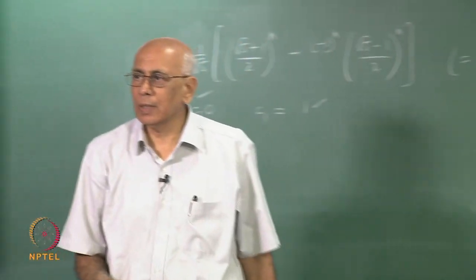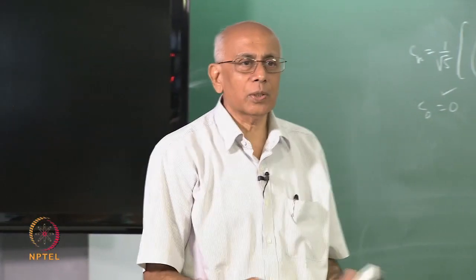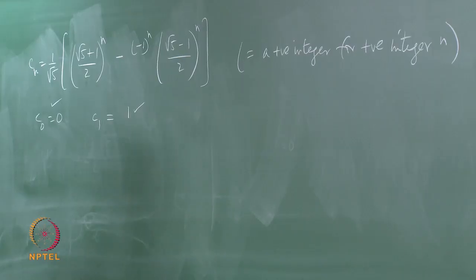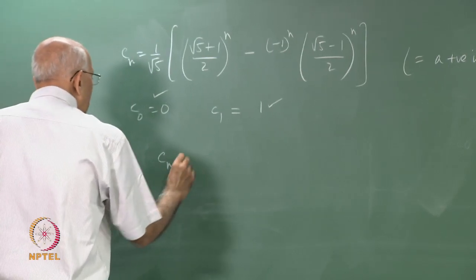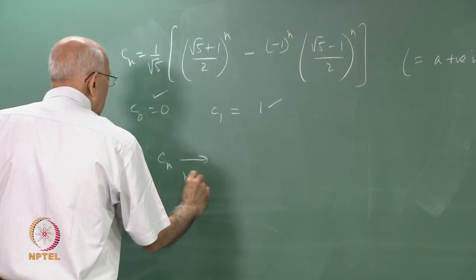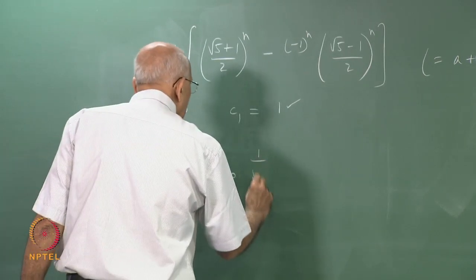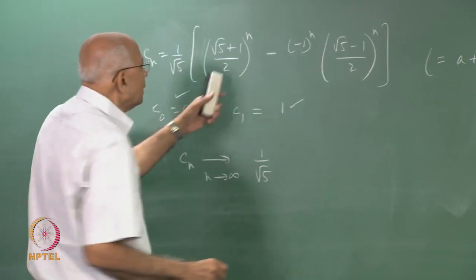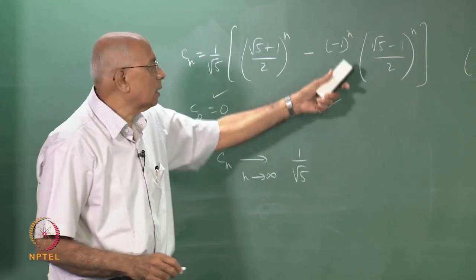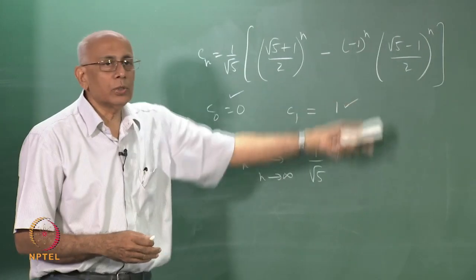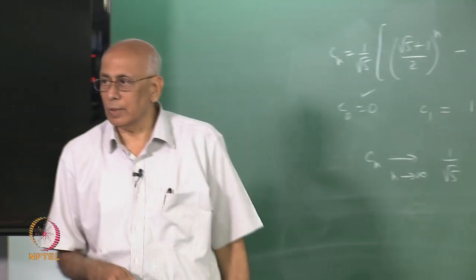For positive integer n, this is equal to an integer; all the square root of 5s cancel out. So what does Cn do at very, very large values of n? As n tends to infinity, Cn goes like an exponential, so there is 1 over root 5 outside, and then this term dominates over that because this is smaller than that. If you take out this factor, then that ratio tends to 0 as n tends to infinity.